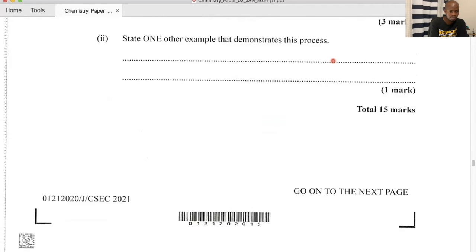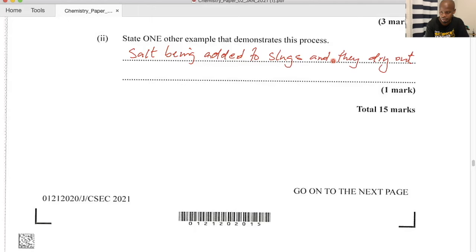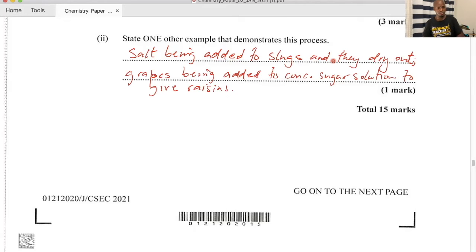In this part, we're to state one other example that demonstrates this process, the process of osmosis. We could look at salt being added to slugs and they dry out. We could have grapes being added to concentrated sugar solution to give raisins, and there are several others. We could use the saltfish example and several more.